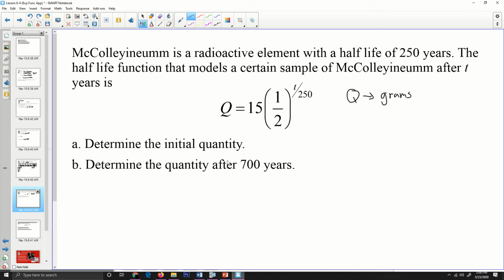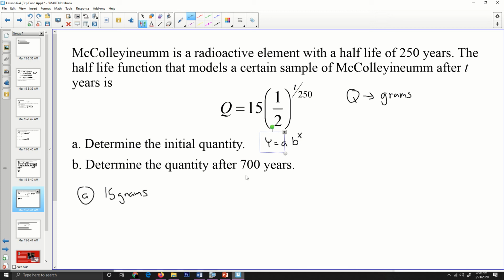So determine the initial quantity. If I think of this as y equals A B to the x, like we did for general, A is usually that initial quantity. So in this case, A is 15 grams, because that's what Q is measuring.